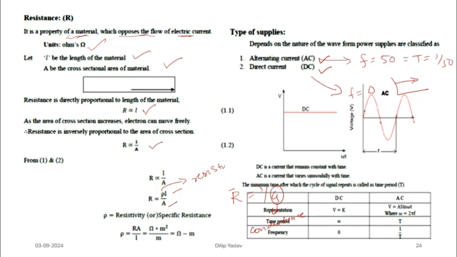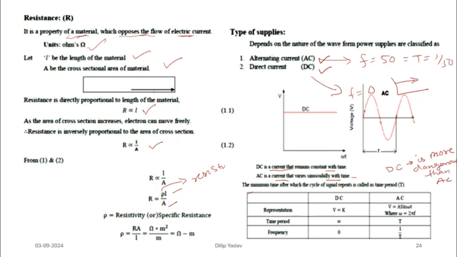This is the diagram which shows the DC voltage, and this is the AC that is pulsating. This is the time period. What we said is that DC is the current that remains constant with time, while AC will vary simultaneously with time. And we studied in the last class that DC is more dangerous than AC.